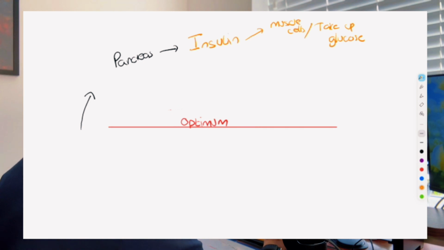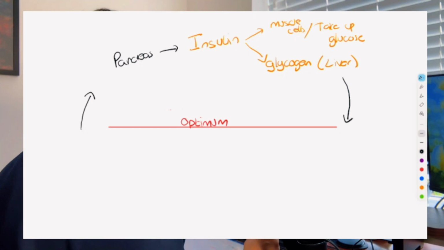move into the cells. Now, what if there's spare glucose? So the spare glucose is converted into glycogen. Glycogen, you just want to imagine it like it's glucose but like packaged away so it can be used later. Where's that packaged glucose stored? In the liver. And then what does all of this do? It brings our blood glucose levels back to normal.